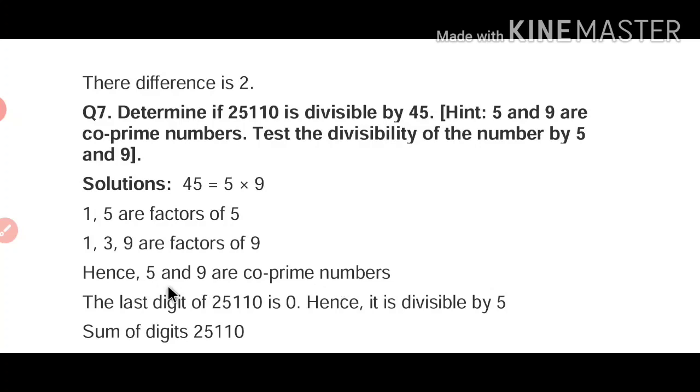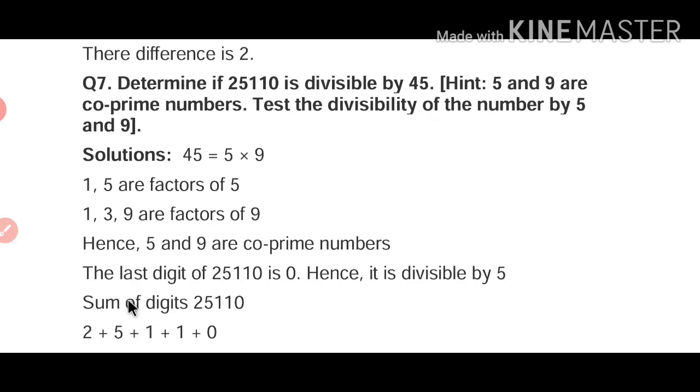Now we'll check whether it is divisible by 5 or not. So what is the technique here? The trick here: the last digit of 25,110 is 0. And we know that if the last digit of any number is 0 or 5, then we can say that it is divisible by 5.